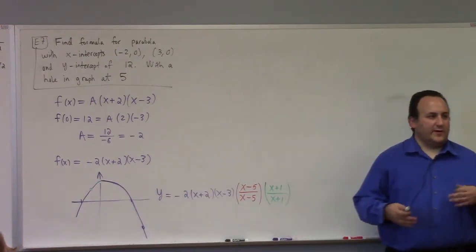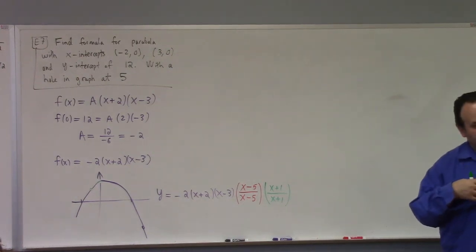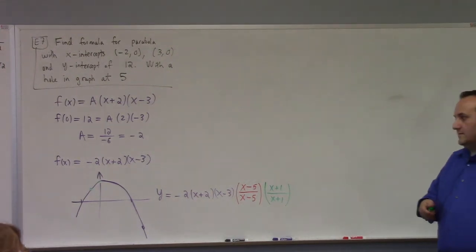So anyway, we just need to be aware of this as we're graphing rational functions, because whenever we have the same factor in the numerator and the denominator, that leads to a hole in the graph, which we have to kind of be aware of.